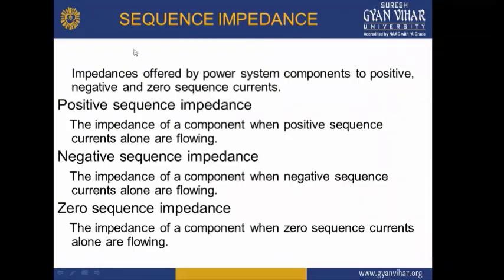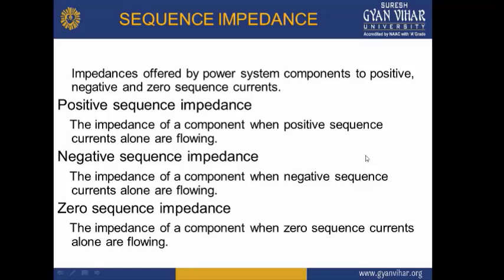Now, let's talk about the sequence impedances. These are the impedances offered by the power system components to positive, negative, and zero sequence currents. That means if in a positive sequence circuit the positive sequence current is flowing, the impedance offered to that current is called the positive sequence impedance. Similarly, it is the same for the negative sequence and zero sequence components.